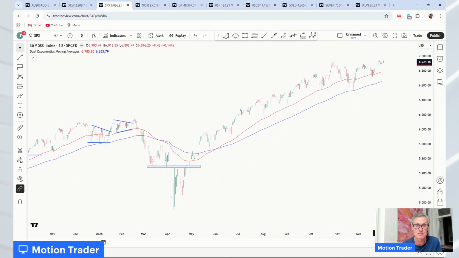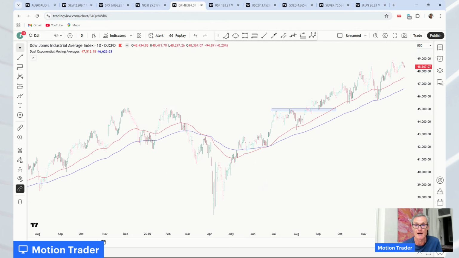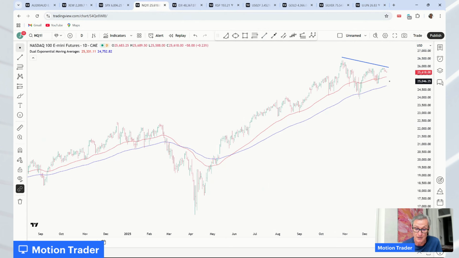You can see the contrast better if we look at the Dow. So look at the Dow, for instance, the Dow Jones. You can see it clearly making a run of new highs, whereas you come to the Nasdaq, and we don't have that. So that is what we'd call bearish divergence. I think this is something just worth being aware of.